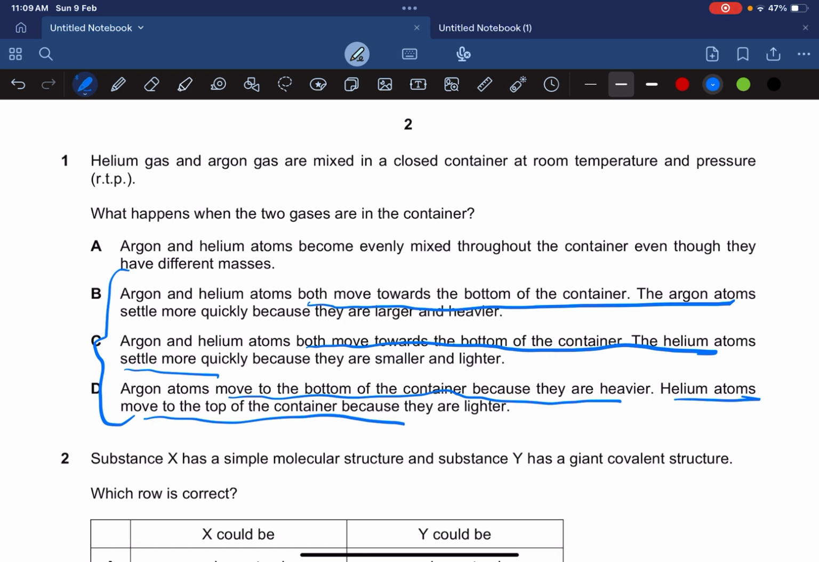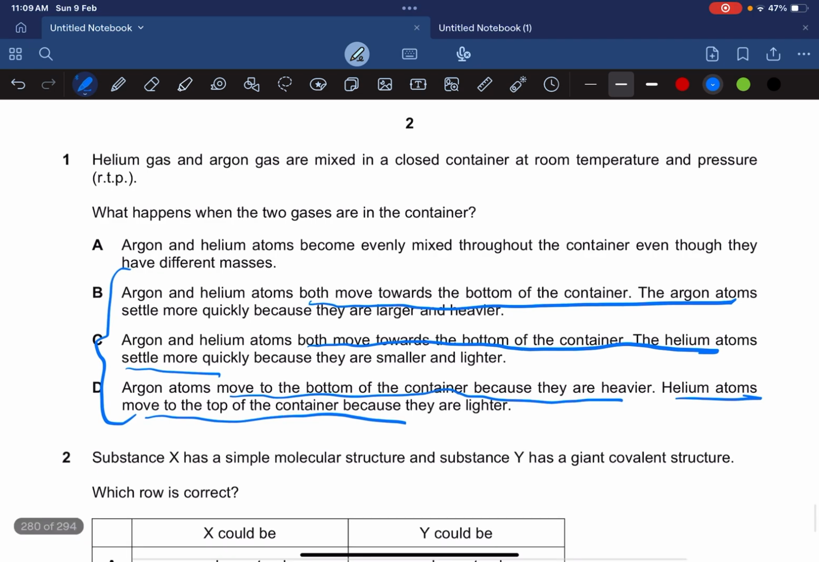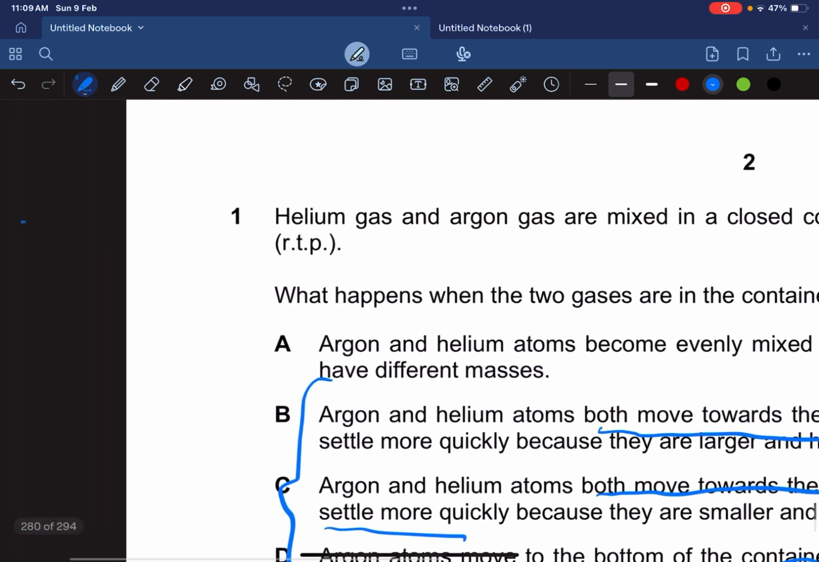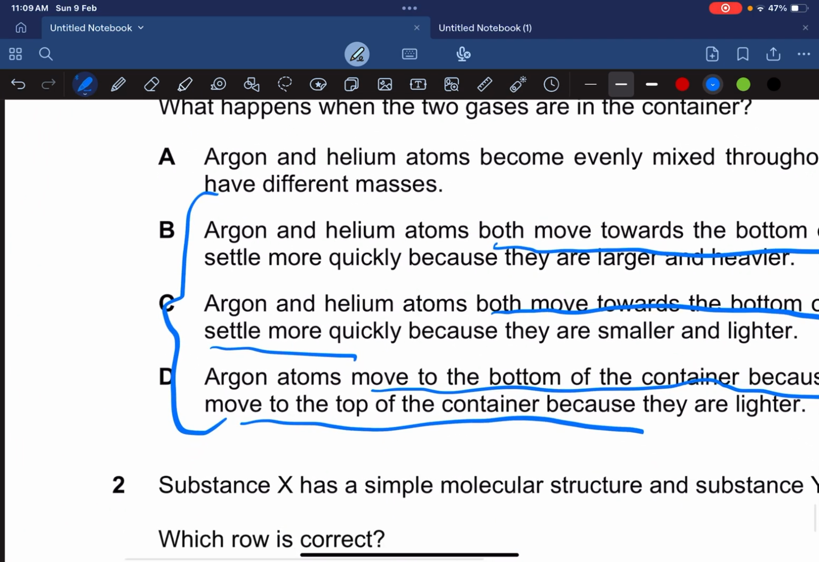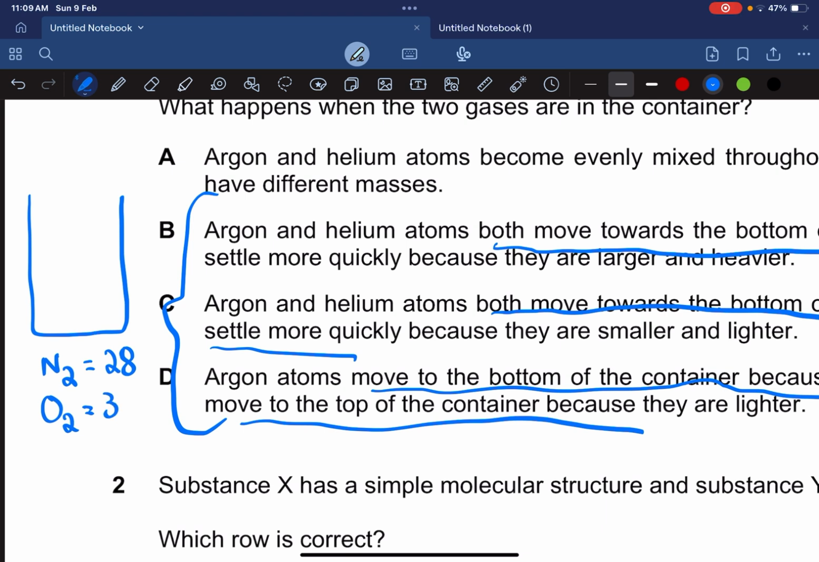Okay, so to explain this MCQ, I'm gonna give you an example. For example, this is your room. Your room has many gases. For example, it has nitrogen N2, whose atomic mass is 28. Then your room has oxygen O2, whose mass is 32. Then your room has carbon dioxide, whose MR is 44.